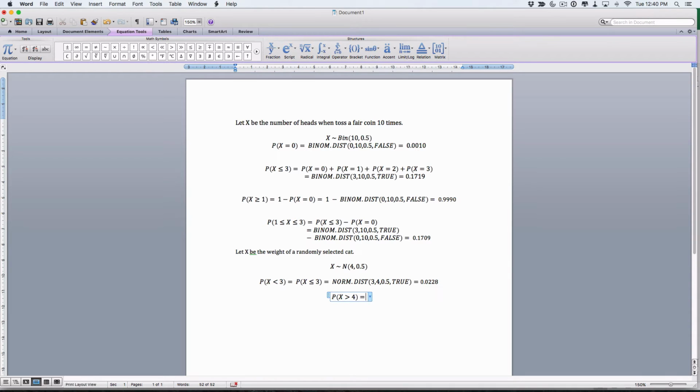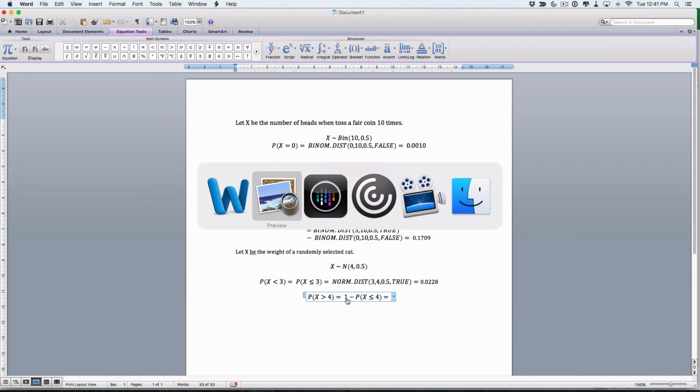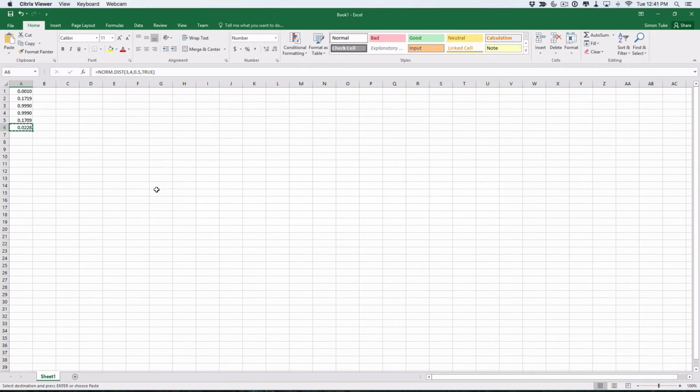Well, because all we can ever get from Excel is less than or equal, we need to convert that to less than or equal. If you ever have greater than and you want to get less than, you just do 1 minus. So you go 1 minus the probability that x is less than or equal to 4, which equals, let's do that calculation then.